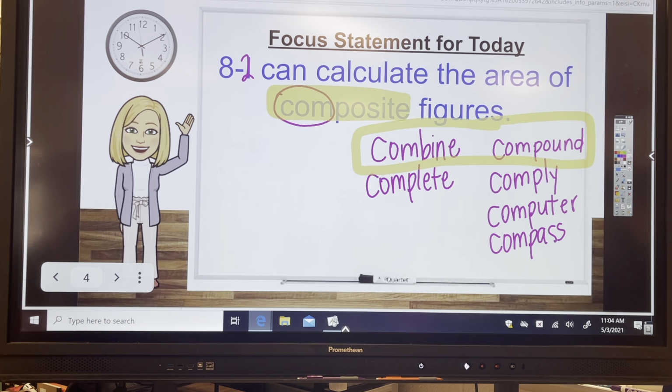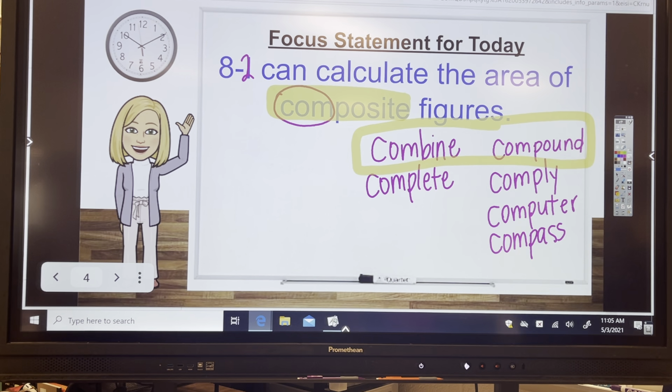But I thought when you combine something it's one. So if I combine the ingredients for a cake, what am I doing? Putting a lot of stuff together. Okay? So when we have a composite figure, we're putting a lot of shapes together. Does that make sense? To make one. You are making one, but you're taking a lot of things and putting them together to make that one thing. Does that make better sense?